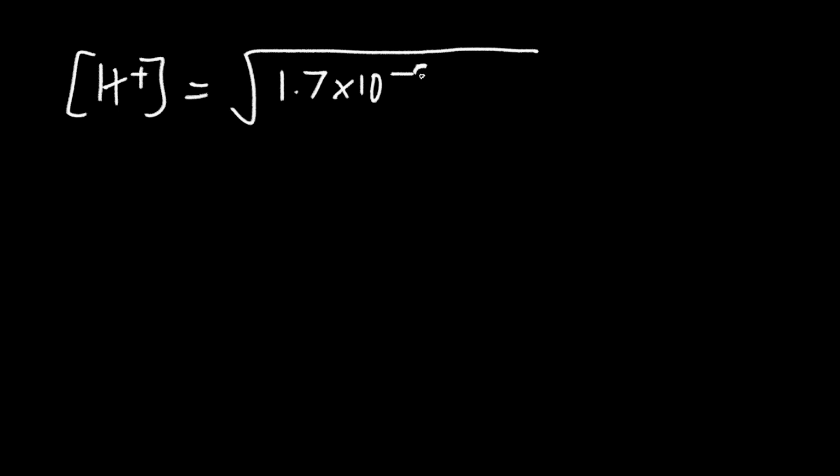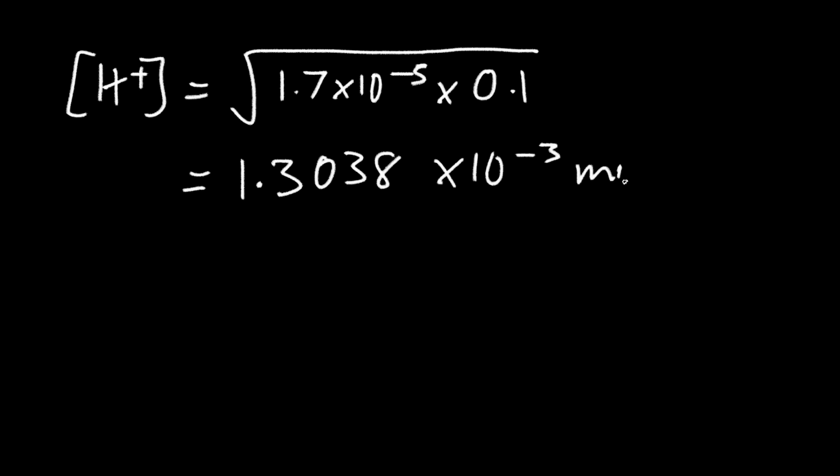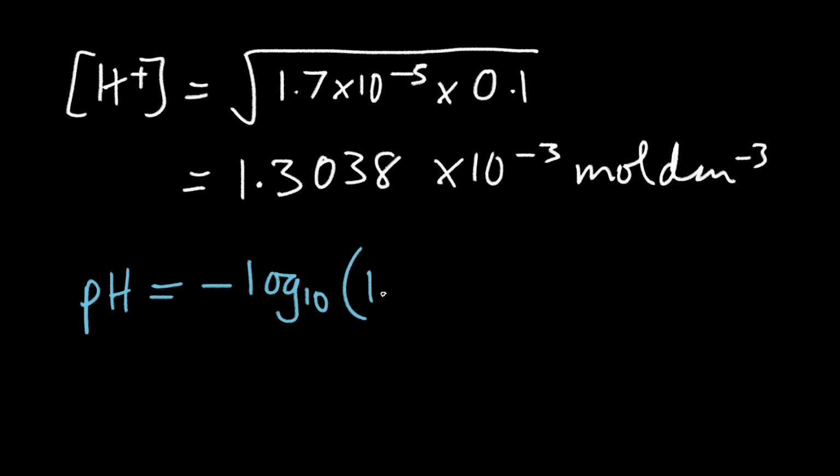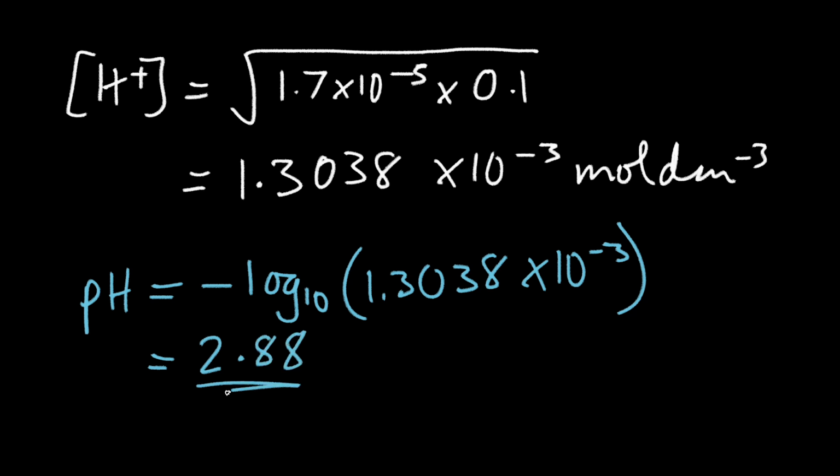Then putting in our values from before, we would have 1.7 times 10 to the minus 5 for Ka, times 0.1 moles per decimeter cubed for the concentration of ethanoic acid. And if we put that into the calculator, we get 1.3038 times 10 to the minus 3 moles per decimeter cubed. Then the final step would be to put this into our pH equation, like this. And that comes to 2.88.